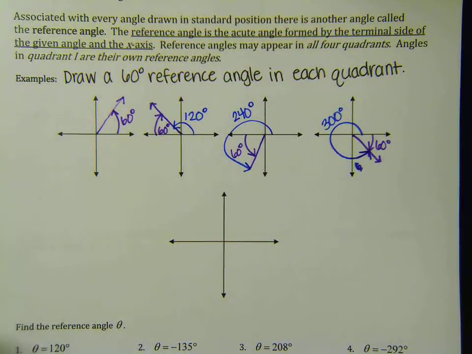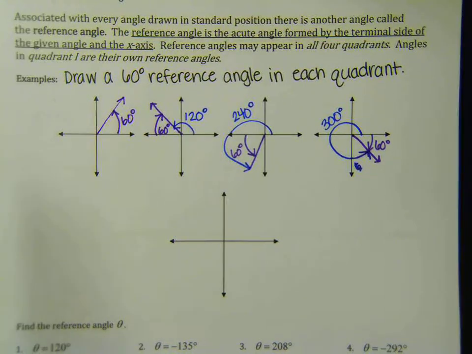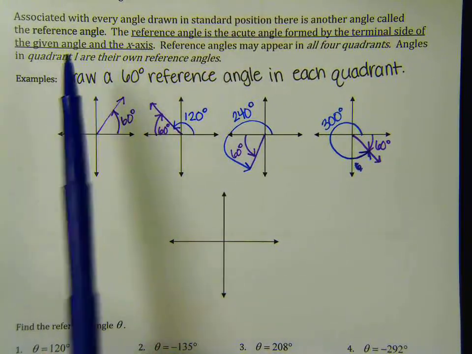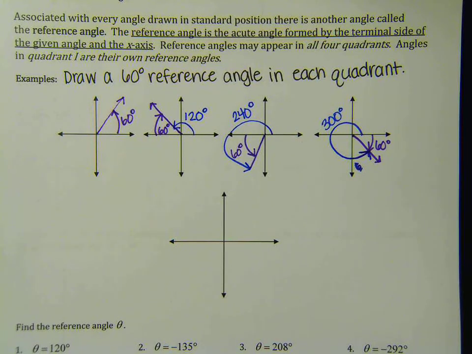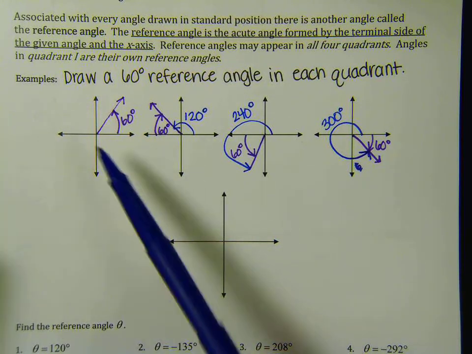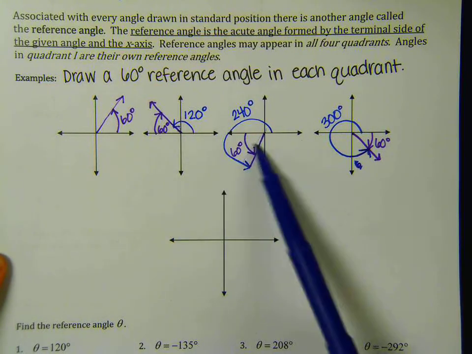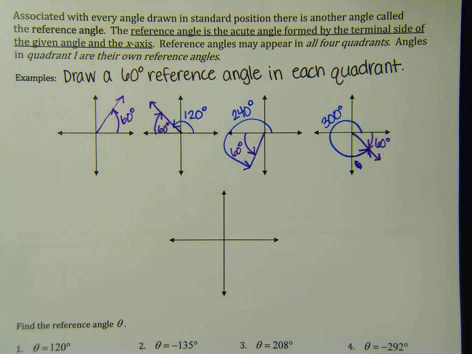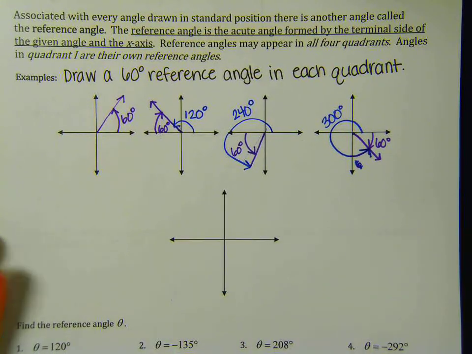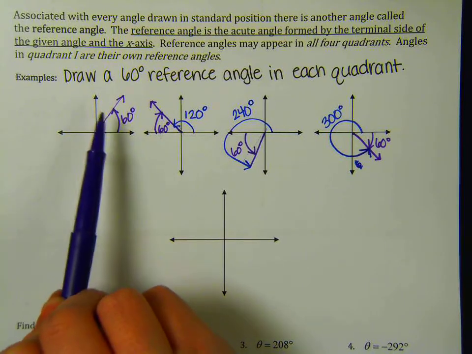Ultimately, reference angles, if you look at the definition, it says associated with every angle drawn in standard position, there's another angle called the reference angle, which is what we just drew. The reference angle is the acute angle formed by the terminal side of the given angle and the x-axis. Reference angles may appear in all 4 quadrants, which is what we just referenced. Angles in quadrant 1 are their own reference angles. As you could see in our quadrant 1, we just had a 60-degree angle.